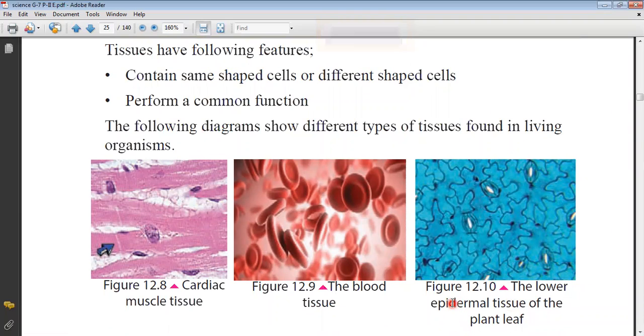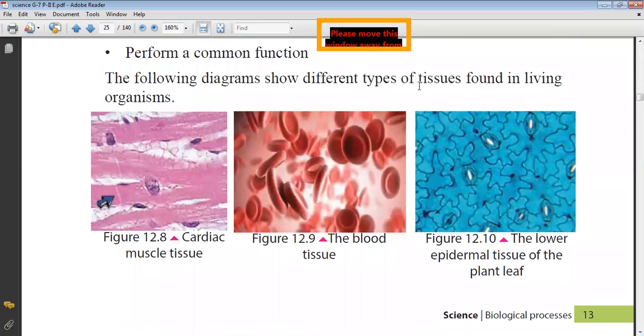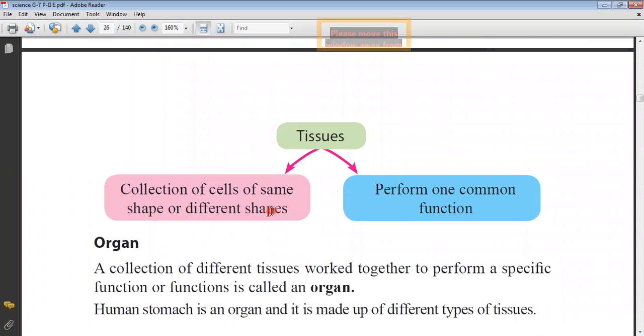So a tissue is a group of cells. Blood is a tissue. Blood is formed by a group of many blood cells. They are specialized to perform a specific function in the body. Tissues are collections of cells of same shapes or different shapes. Tissues perform one common function. You can draw these flow diagrams to remember the functions of cells and tissues.